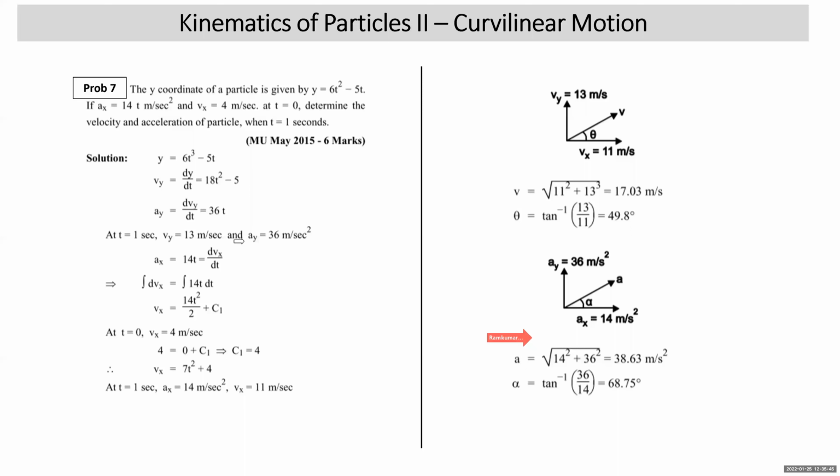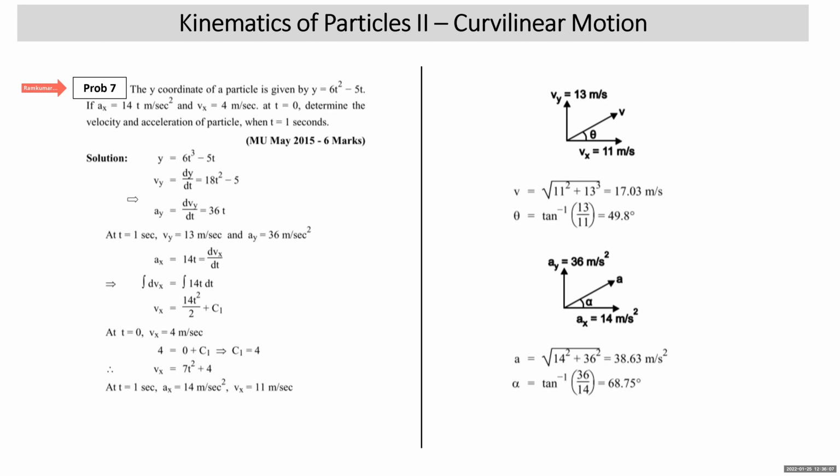Okay, let's move to the next one. That is problem number 7. If the y coordinate of a particle is given by y is equal to 6t cube minus 5, ax is given as 14t and vx is given as 4 meter per second at t is equal to 0. Determine the velocity and acceleration of the particle at t is equal to 1.